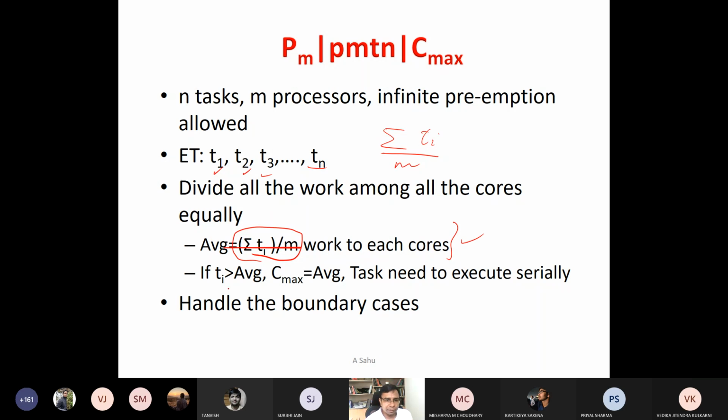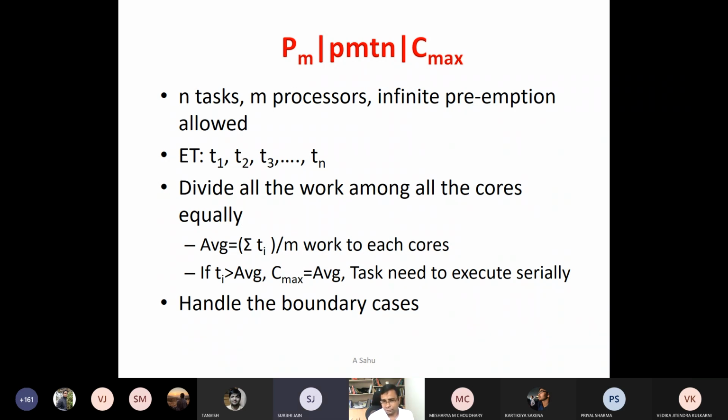Another thing is you need to look at the boundary cases. Suppose any task's execution time t i is greater than the average, then definitely C max will be determined by it, because tasks need to execute serially. We cannot execute part of a task on multiple processors at the same time. Tasks need to get executed serially. So if t i is greater than the average, then C max will be t i. Is this clear?